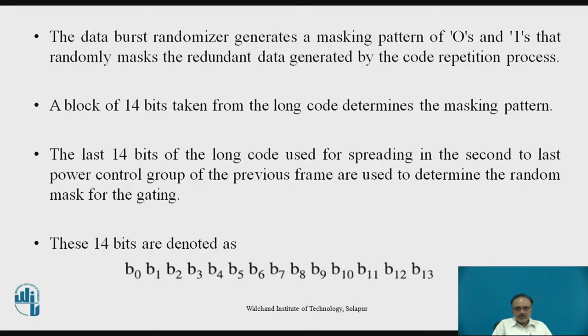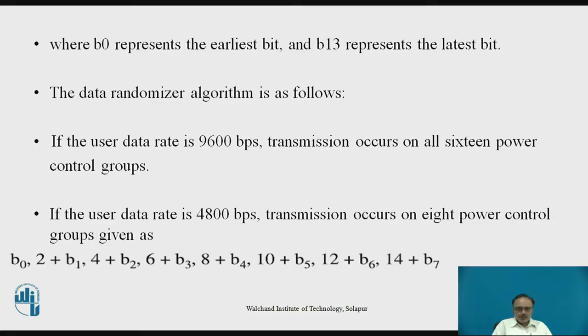The data burst randomizer generates patterns of zeros and ones that randomly mask the redundant data generated by the code repetition process. The 14 bits, from B0 to B13, are used from the second to last power control group of the previous frame to determine the random mask for the gating. B0 represents the earliest bit and B13 represents the latest bit.